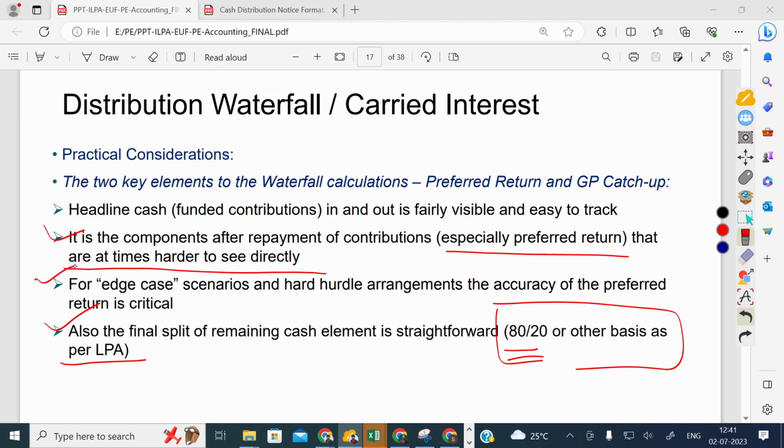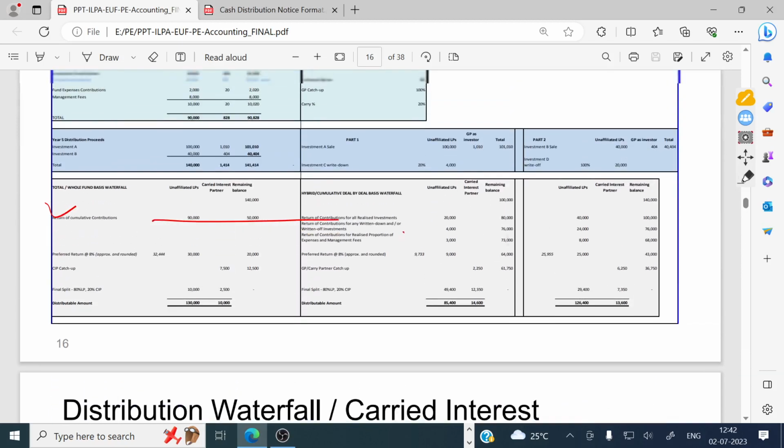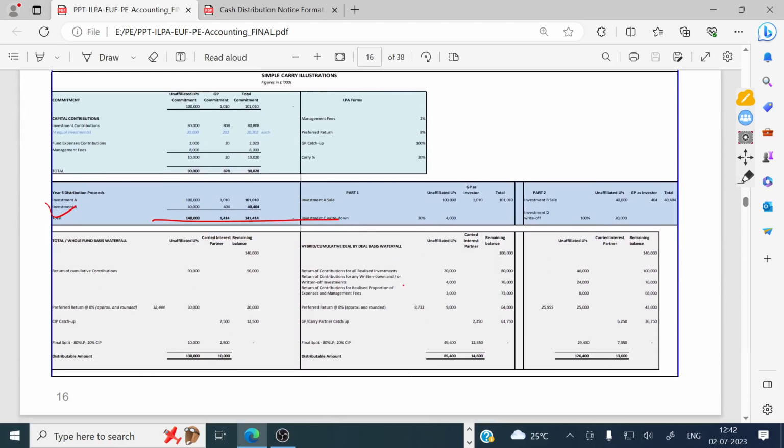Then for edge case scenarios and hard hurdle arrangement, the accuracy of the preferred return is critical, and it is the component after the repayment of the contribution, especially preferred return, that is at times harder to see directly. I am aware about this one. So you can disclose the funded amount directly. We'll see that here in the example, if they have mentioned any funded amount and unfunded amount.